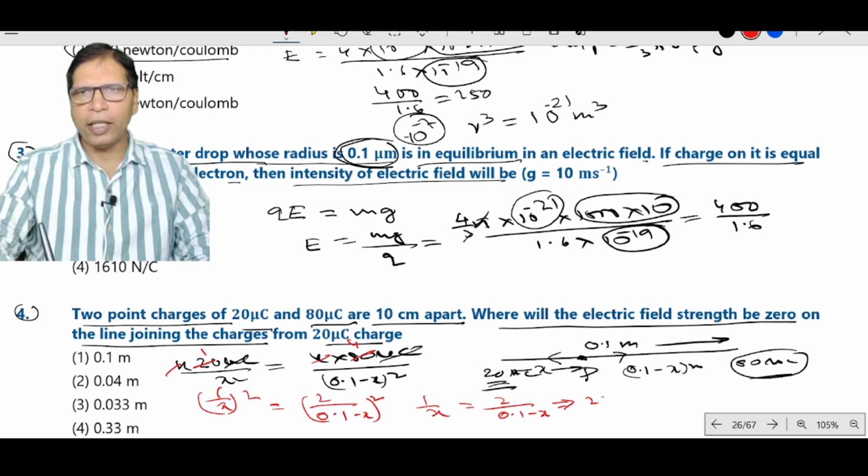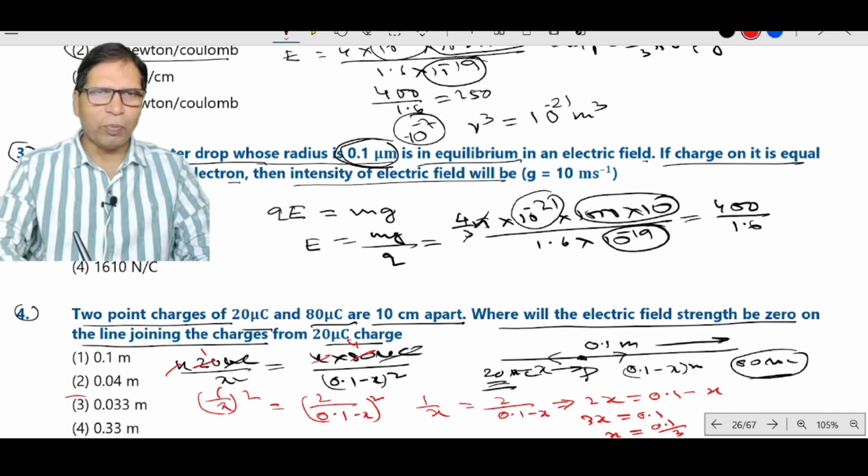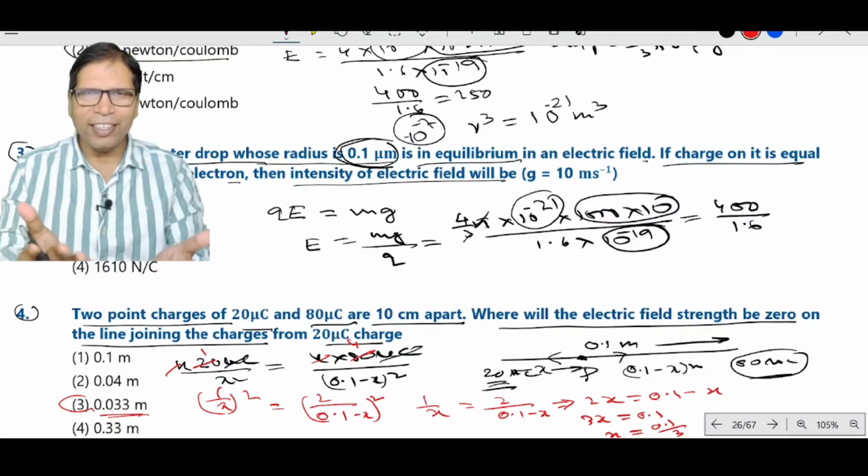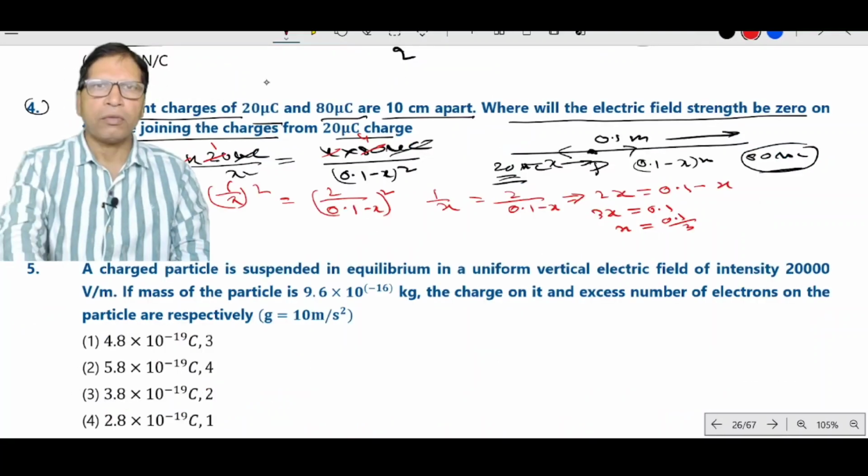So look at this here, twice x equals 0.1 minus x. Therefore, 3x equals 0.1. Therefore, x equals 0.1 divided by 3. So look at this, it is 0.033 meter. Option C is correct. Okay.